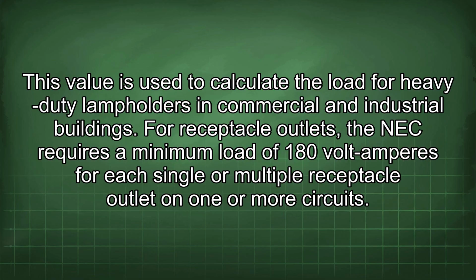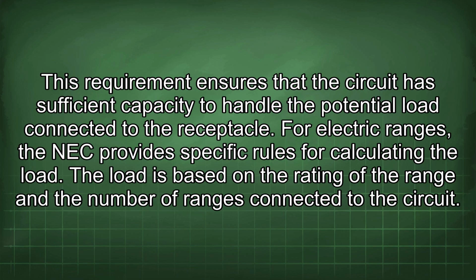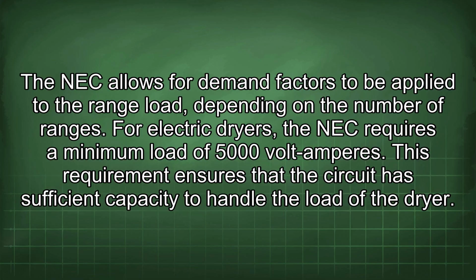For receptacle outlets, the NEC requires a minimum load of 180 volt-amperes for each single or multiple receptacle outlet on one or more circuits. This requirement ensures that the circuit has sufficient capacity to handle the potential load connected to the receptacle. For electric ranges, the NEC provides specific rules for calculating the load. The load is based on the rating of the range and the number of ranges connected to the circuit. The NEC allows for demand factors to be applied to the range load depending on the number of ranges.